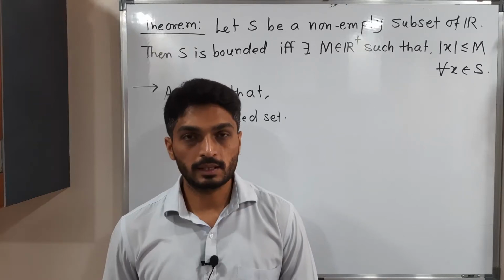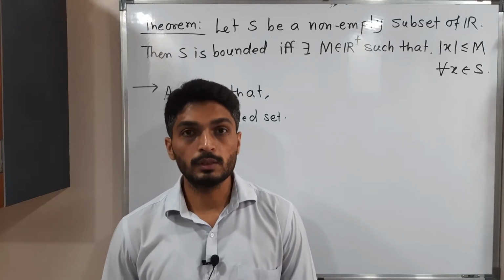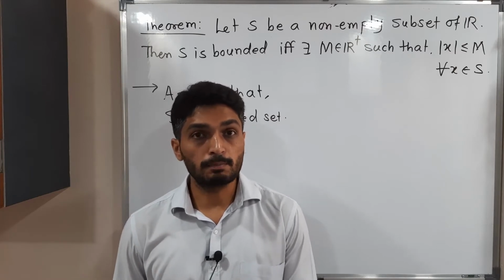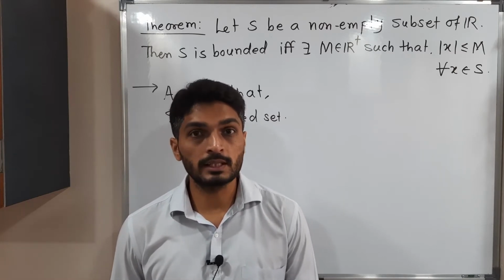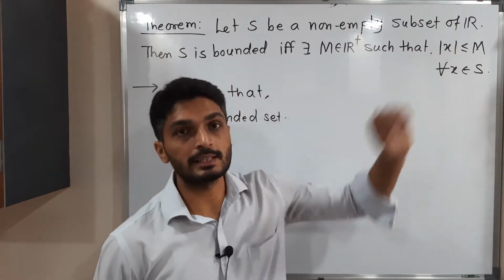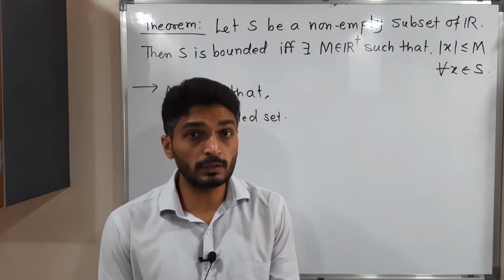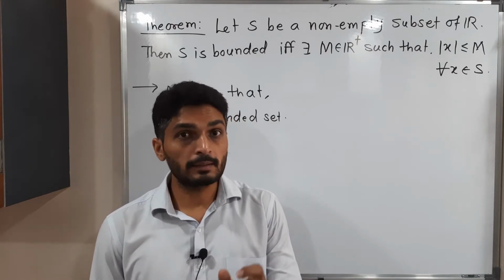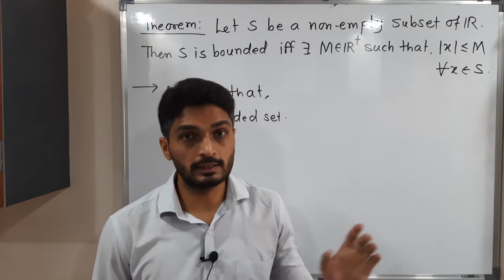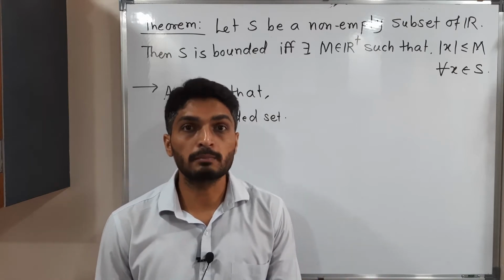Let us discuss this theorem. In this theorem, we have to prove that a set S, which is a subset of R, is bounded if and only if there exists a positive real number m such that mod of x is less than or equal to m. That means there is a positive real number m such that mod of each element of S is less than or equal to that m. This thing we have to prove.